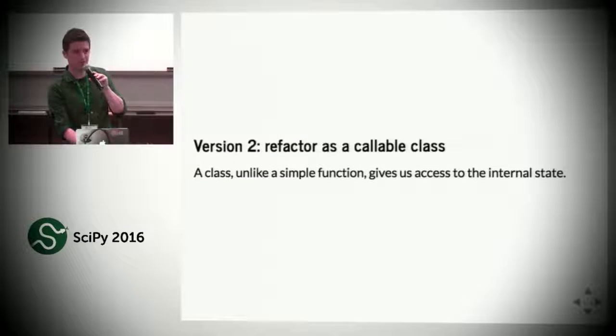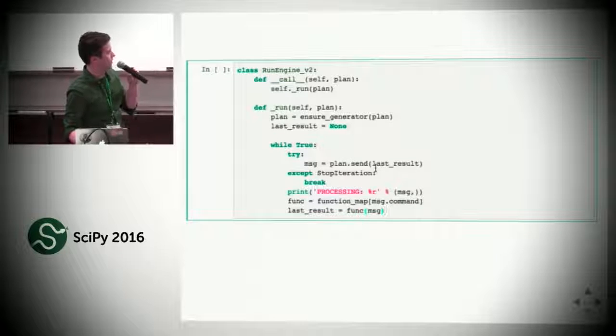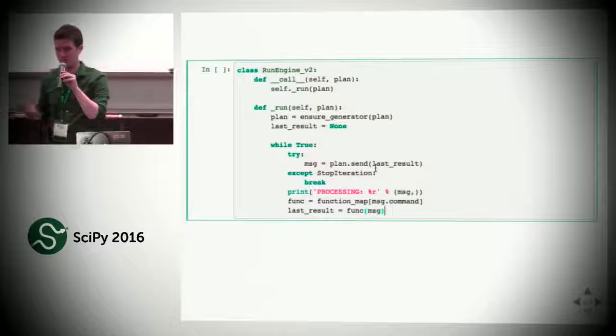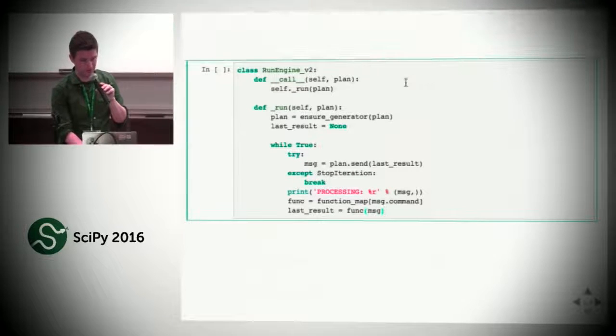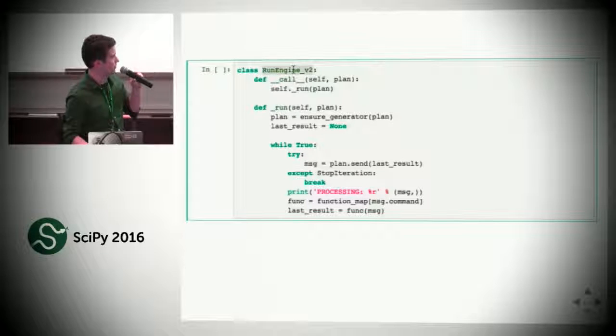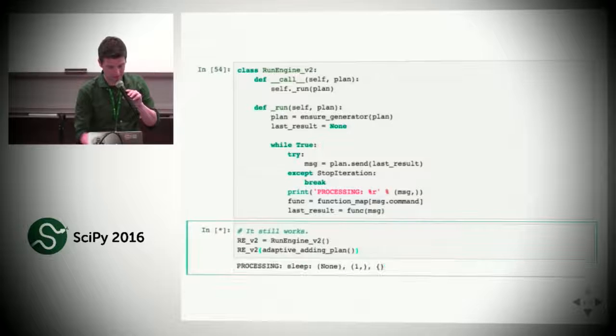Okay, so version 2 is pretty simple. We're just going to take version 1, and instead of a function now, we're going to need a class, because a class lets us inspect some internal state of the run engine from outside of it. And so I've taken what used to be the function run engine and turned it into a callable class, so that when we make an instance of run engine, we can call it, and then that does exactly the same stuff. So the body of the code here has not changed one bit. We've just changed it from a function to a callable class. And I'll just confirm that it still works.